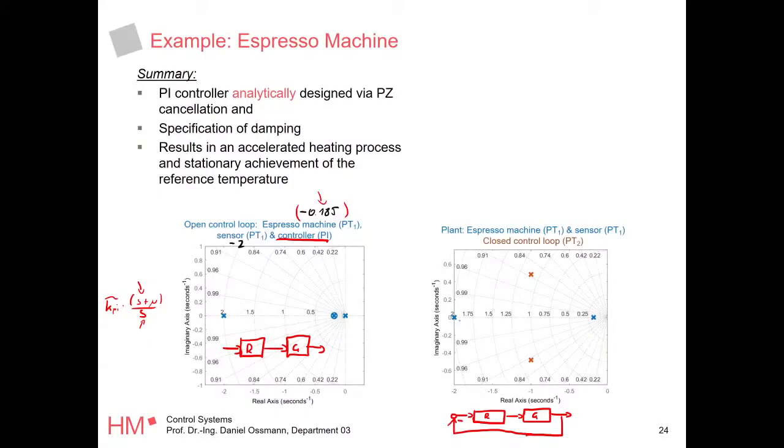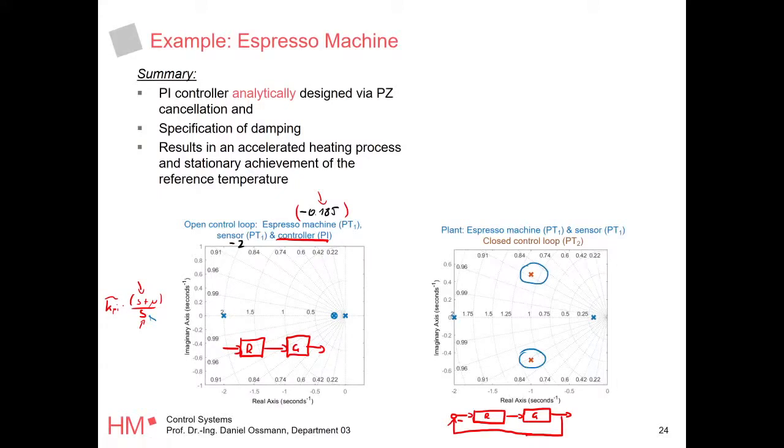This is now the closed loop. So what you see is these are the poles of the espresso machine only. So these are the minus 0.185 and the minus 2, right? And we introduced a pole by the controller and we took out the pole of the espresso machine and then we closed the loop and these are our new poles. This is our new system.